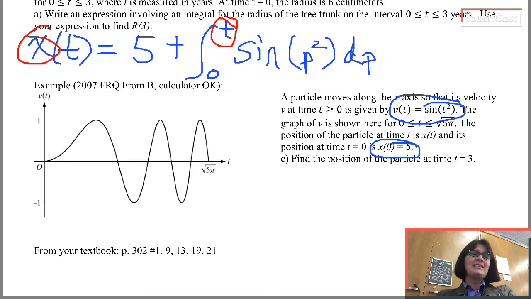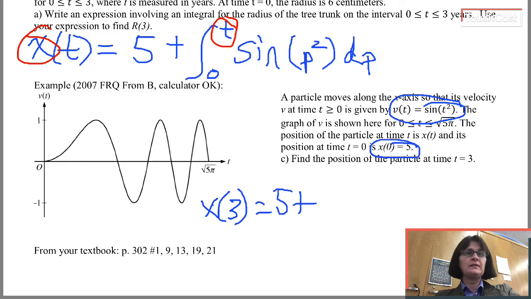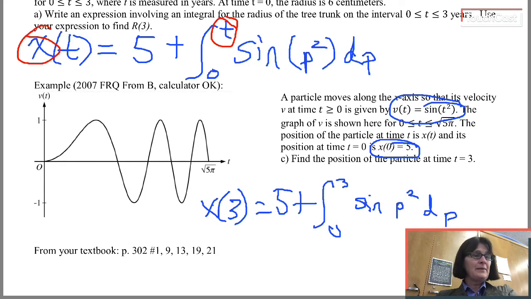I can finish this video and say that I've now written a function for position, x of t, and I've been asked to find the position at time 3. So I need x of 3. I can write x of 3 equals 5 plus the integral from 0 to 3 of sine of p squared dp. I'm going to type that into my calculator and find a final answer.